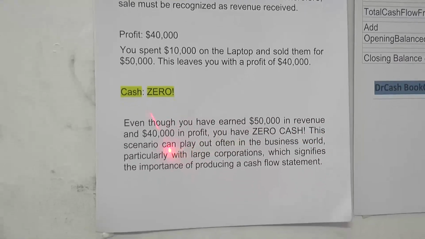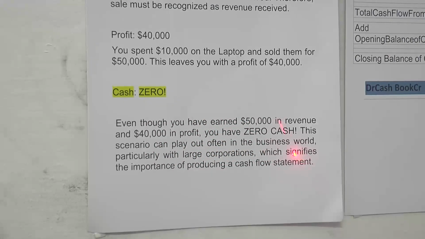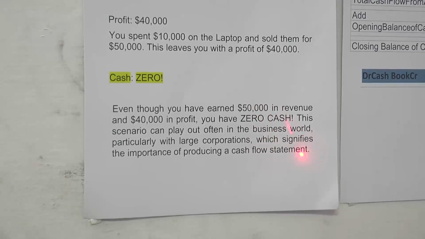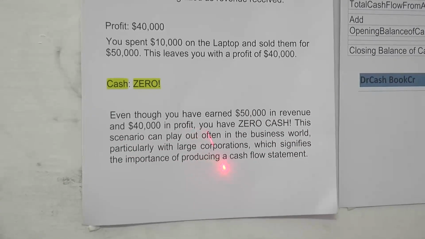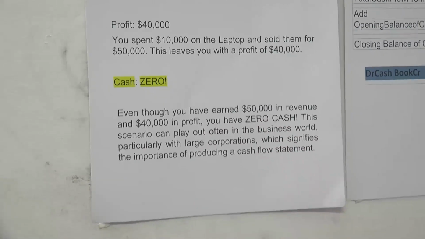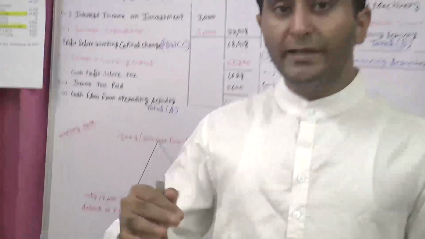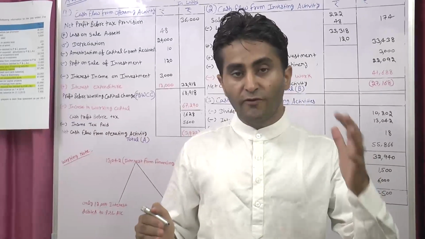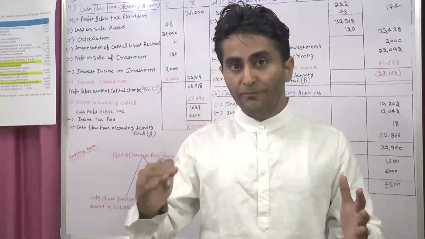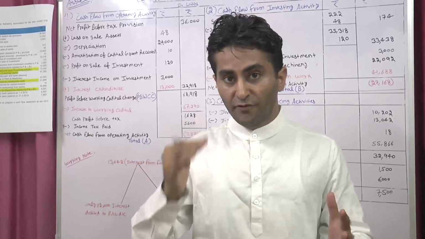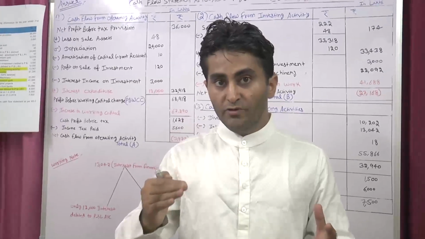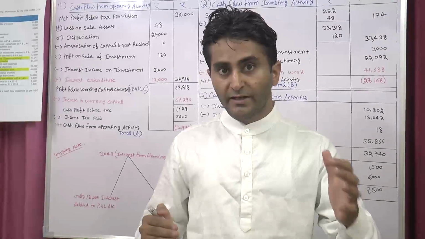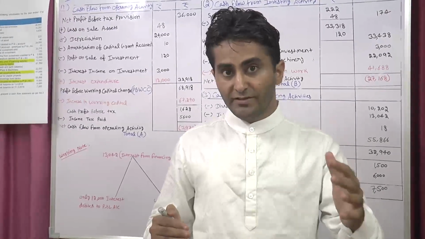So this scenario can often play out in the business world, particularly with large organizations, which signifies the importance of producing a cash flow statement. Now, a cash flow statement consists of cash flow from operating activities, cash flow from financing activities, and cash flow from investing activities. Before getting to know more about cash flow from operating activities, we will first understand what cash flow from investing activities is.